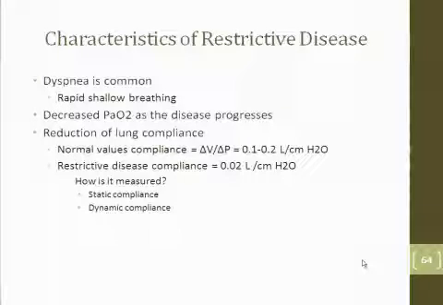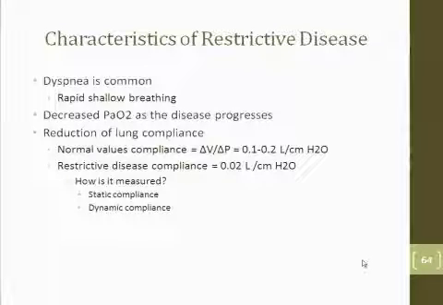The PaO2 is usually decreased as the disease progresses. The CO2 doesn't really change that much because the person usually increases their minute ventilation to maintain it. You do get the reduction in lung compliance, which is why you said increase in elastance. The normal value of compliance is 0.1 to 0.2 liters per centimeter of water pressure. In restrictive disease, it's way down, about 1/10 the value, which is 0.02 liters per centimeter of water.